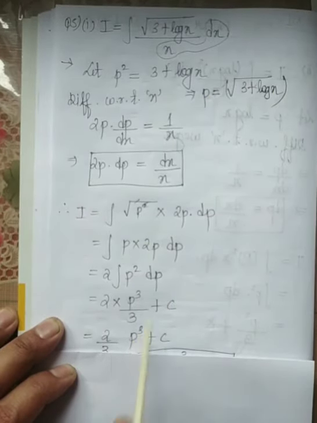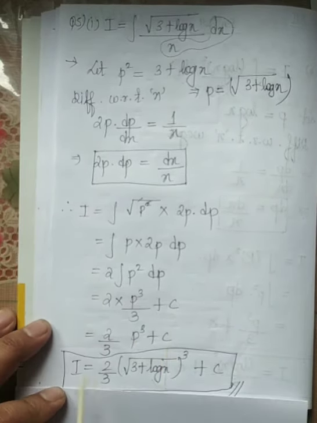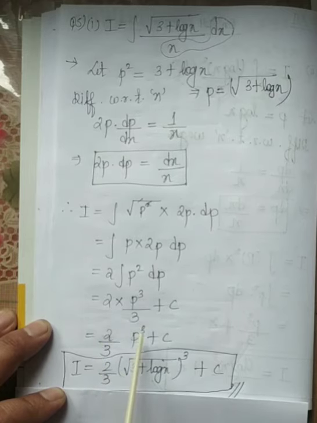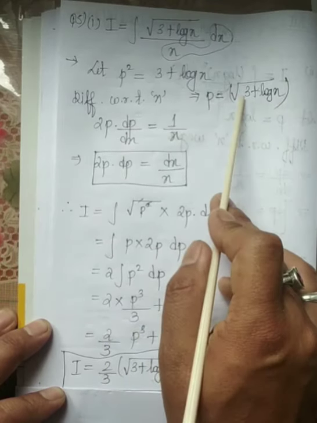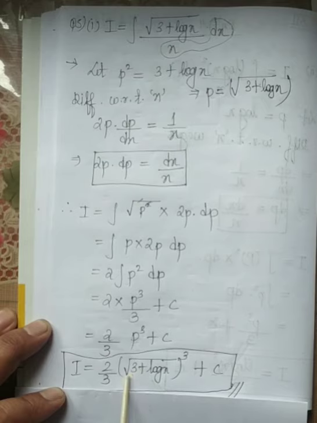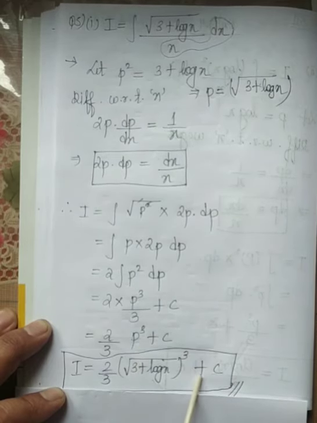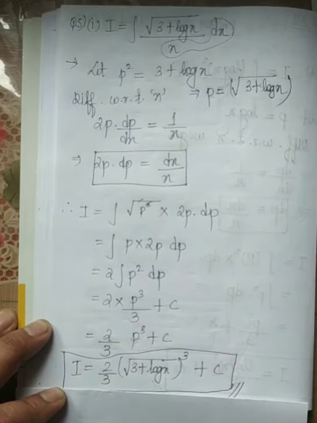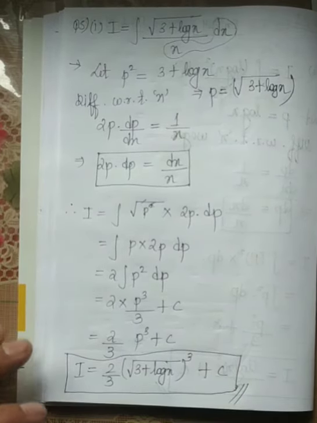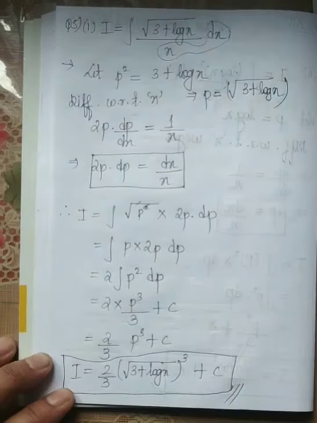Remember this p cube, so forget about the cube first. Just put the value for p. So the final answer would be capital I is equal to 2 by 3. What is the value for p? Root 3 plus log x. The value for p is root over 3 plus log x, bracket, whole cube plus c. I hope you're clear with this. So pause the video to note it down.